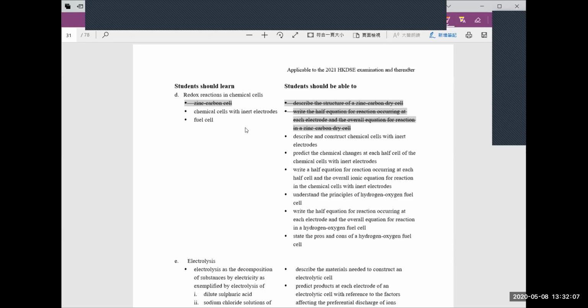Do you know it? Do you know why? Do you understand? Zinc carbon cell, we have a... It's always like that, you cannot hear clearly. My question is, why would the zinc carbon cell have a limited shelf life?